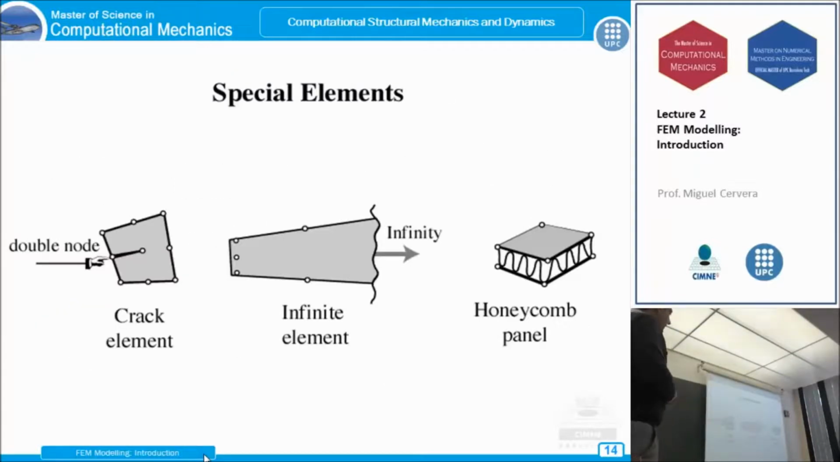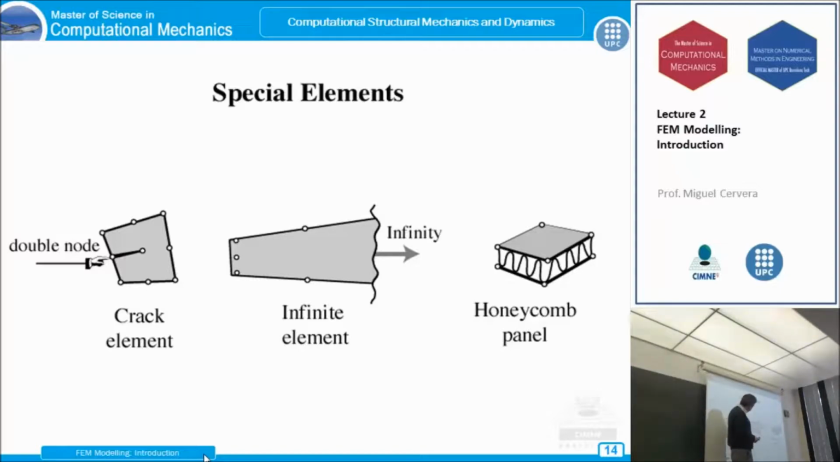And then we have special elements. Special elements come in fashion and go out of fashion depending on applications. At some times, a crack element was in fashion, something like this, with the crack inside. Why? Do you know fracture mechanics? In fracture mechanics, this point at the tip of the crack is a singular point. So in the neighborhood of the crack tip, you have a very singular strain and stress field. So if you don't do something special, then you are not representing correctly the theory behind. Okay? So that was proposed.